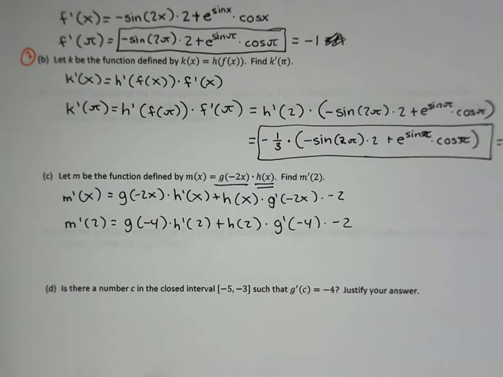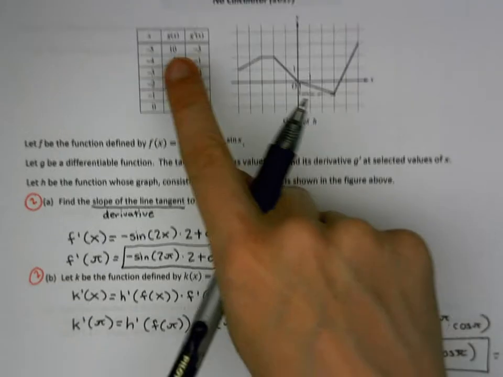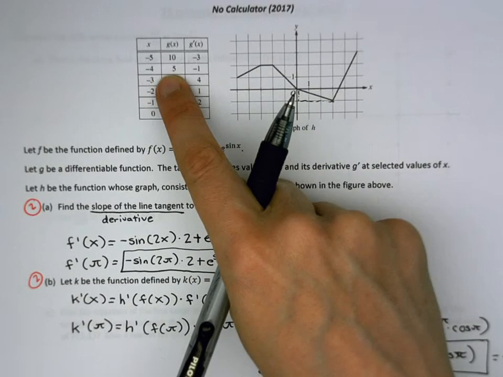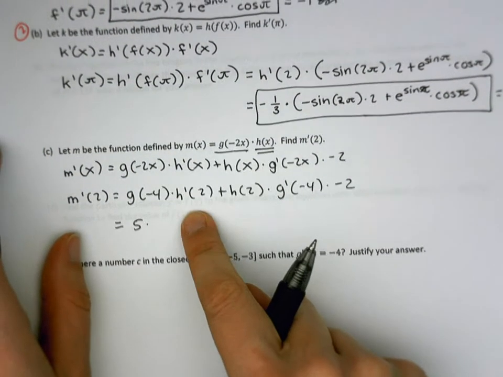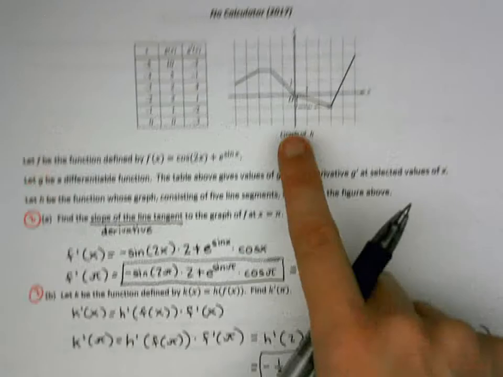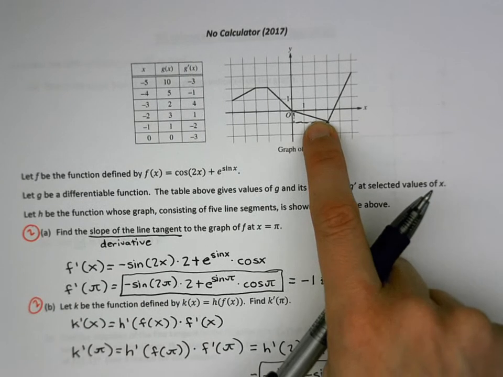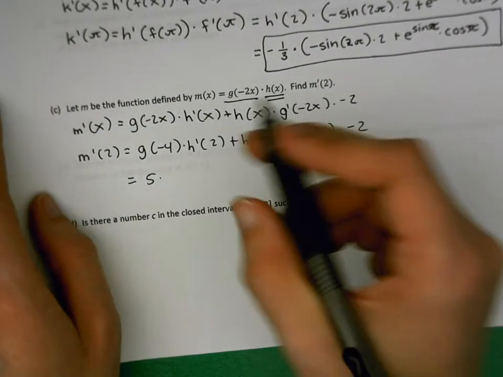And so then pulling this out, g of negative 4 is 5. H prime of 2, slope at 2, we actually found that in the prior one as well, was negative 1/3. Because remember, here's my h graph at 2, this was down 1 over 3. That's what h prime is, it's a slope, it's a derivative. So this would be negative 1/3.